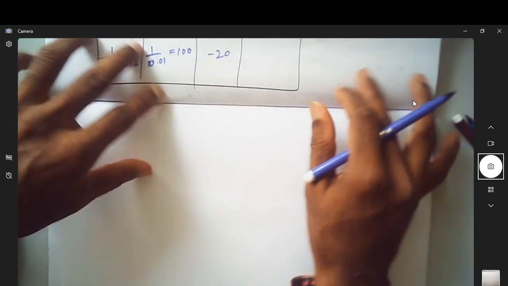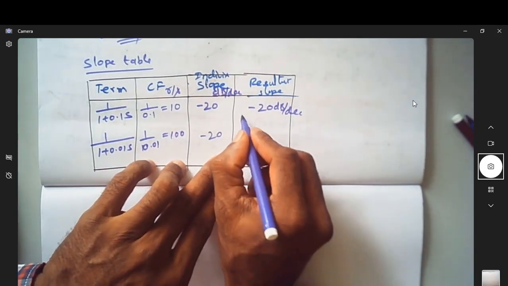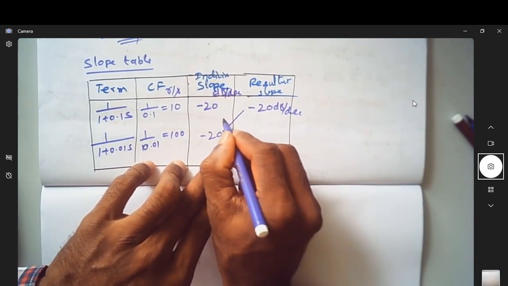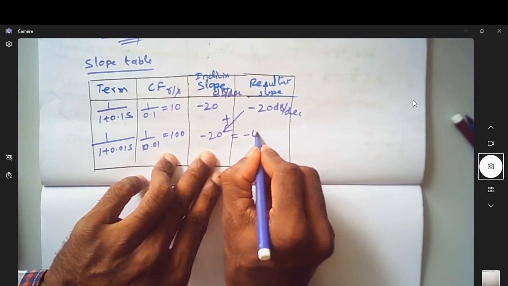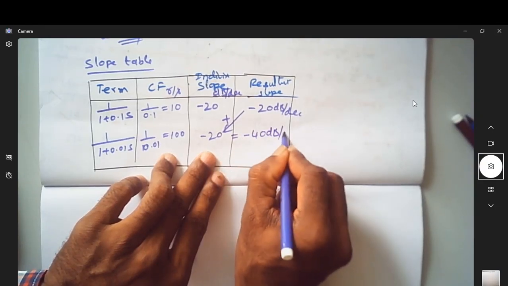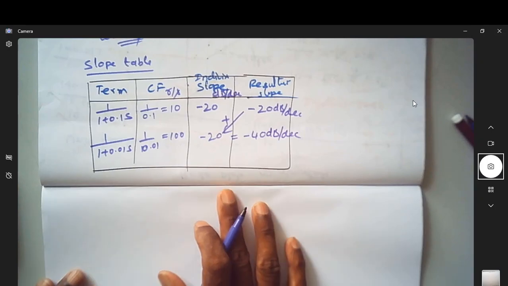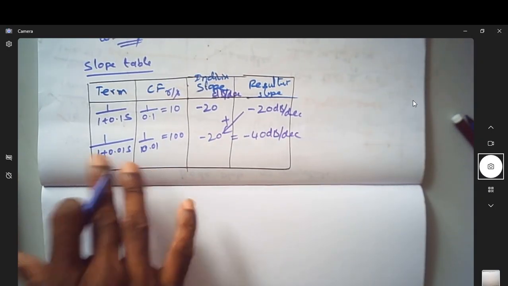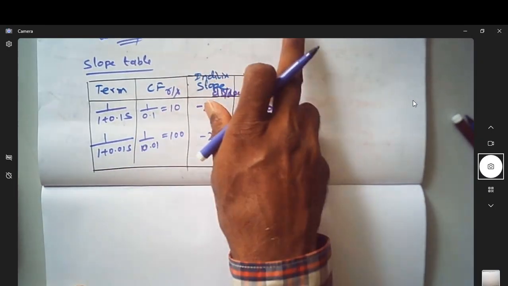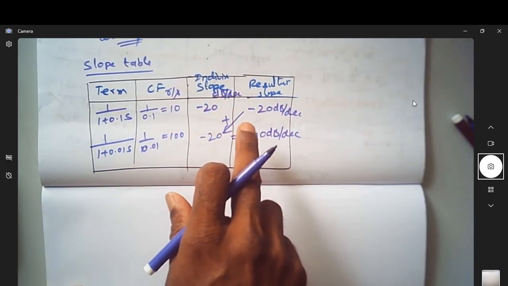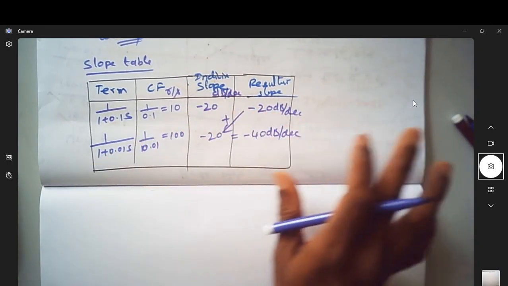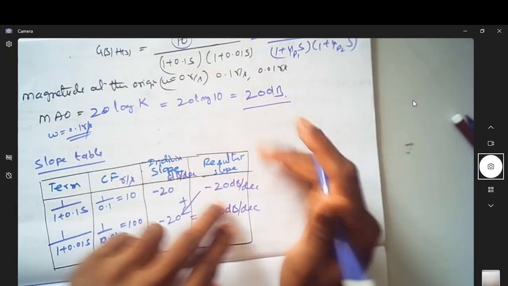So the resultant slope is the earlier slope plus the present slope, which is equal to minus 40 dB per decade. So now this is my table. If you have this magnitude at the origin and this slope table, then you can comfortably draw the resultant magnitude plot.